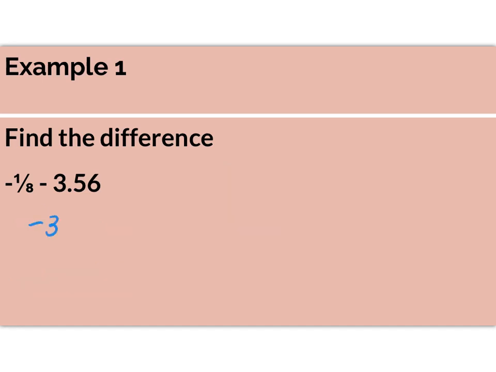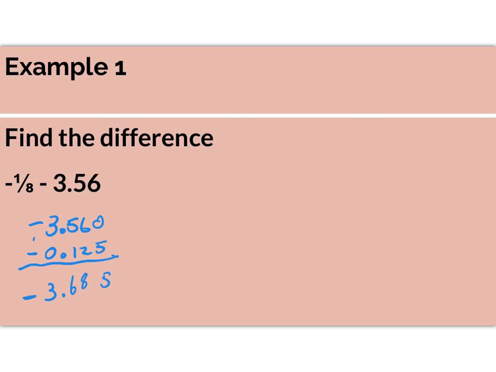So negative 3.56 minus 0.125. Same signs, add, and the answer is negative. 0 plus 5 is 5. 6 plus 2 is 8. 5 plus 3 is 8... the sum is 3.685.